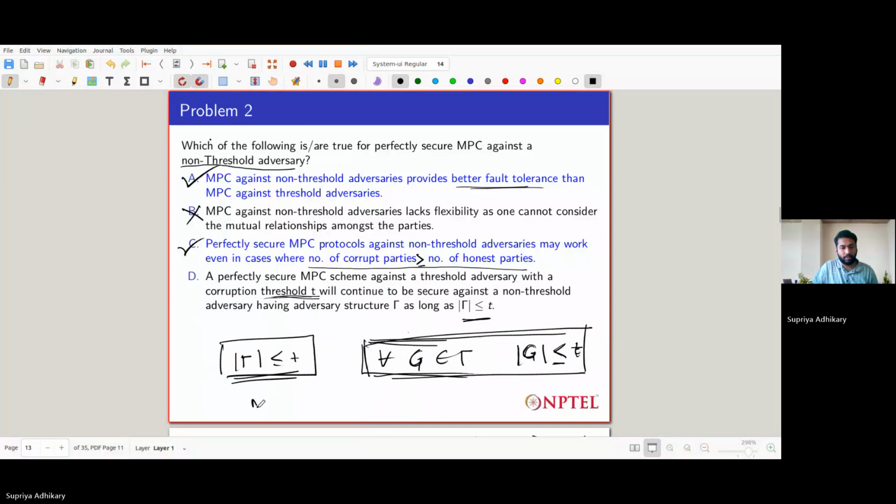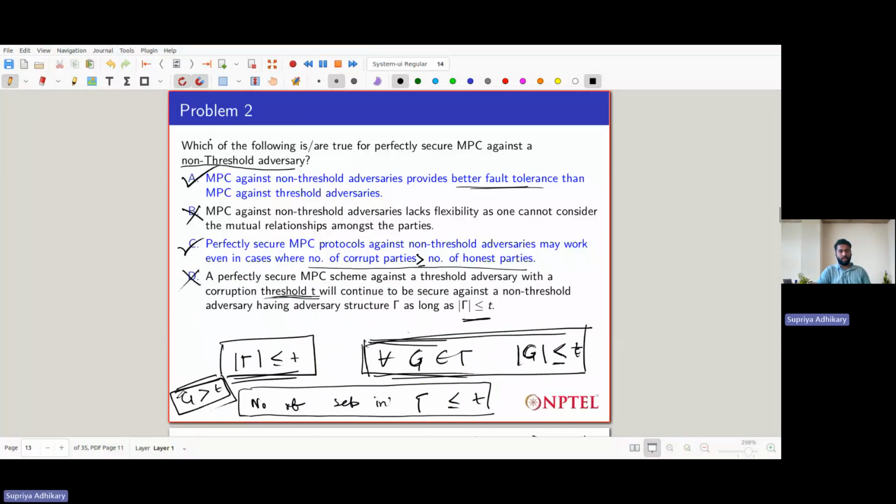That means the number of sets in gamma is less than or equal to T. But it is possible that one of the sets in gamma, G, has a cardinality greater than T. That is possible. So T is actually not true.